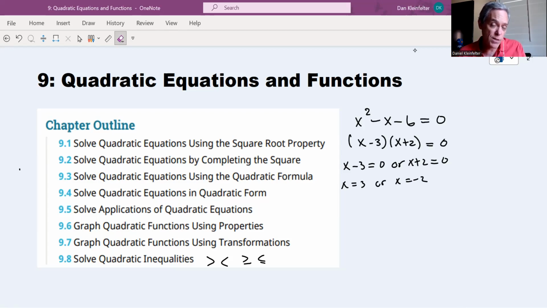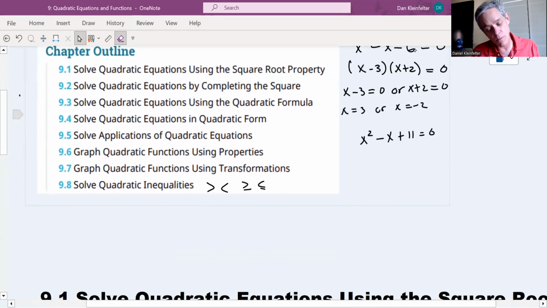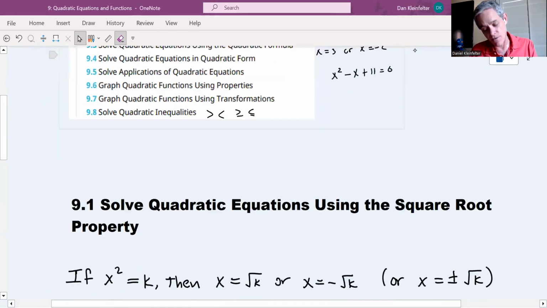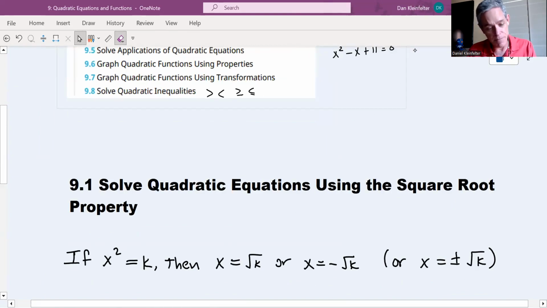So the issue is, what do you do if you can't factor the one side? So if we had x squared minus x plus 11, for example, equals 0. Well, that one we're not going to be able to factor. So are we just completely out of luck, or is there some other way of doing it? It turns out that every quadratic equation is going to have 2 solutions, and we're going to be able to find them by the end. We can't always factor, and that's okay. We're going to learn more methods of getting this done. The first one is the square root property, and that's what this first section is about.